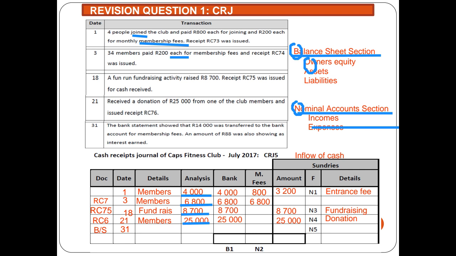Even here, I cannot say members because the money doesn't come from members only. Can you see now? It also comes in the form of interest. If it was only from the members, I was supposed to say members here. Okay, but now let's write. It doesn't matter which one you start with. We can start with the members or with the interest. Which one do you want us to start with?